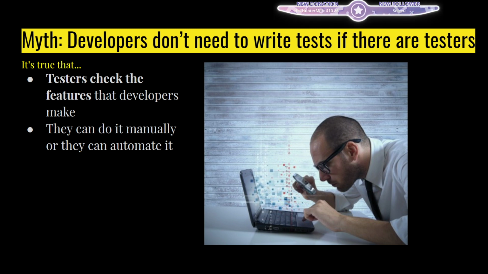Next, developers don't need to write tests if they are testers. It's true that testers check the features that developers make, regardless if developers write tests or not. And they do it in a variety of ways, usually both automation for end-to-end tests and manual testing for just double checking if it really works.